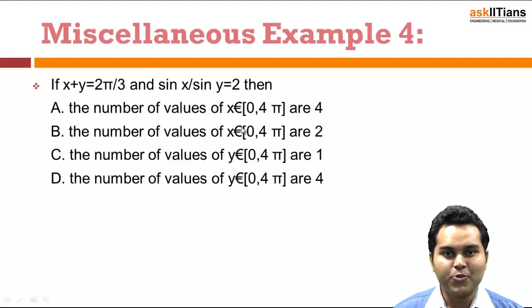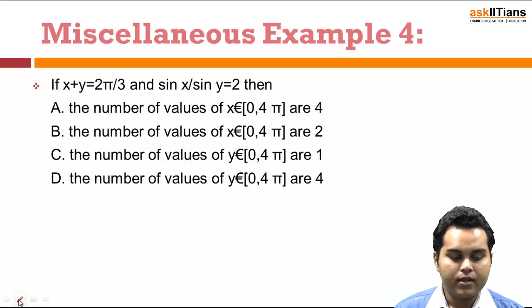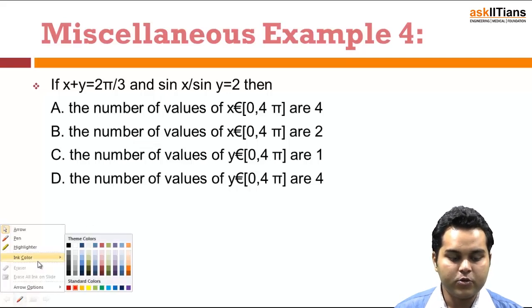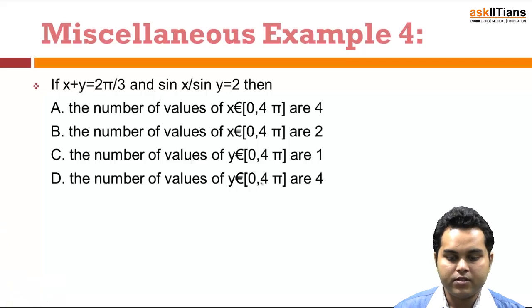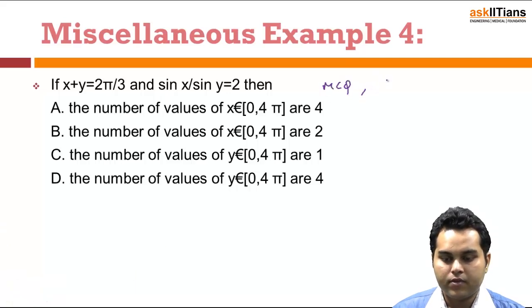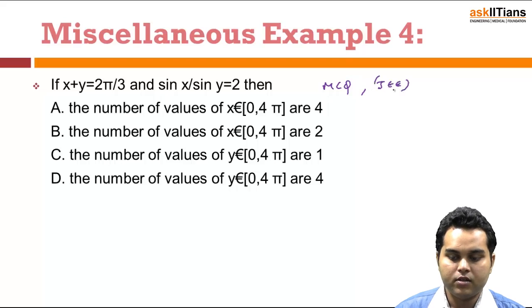So moving on to the next part, the example that we have is x plus y is equal to 2 pi by 3 and sin x over sin y is equal to 2. It's an MCQ question, that is, it can have more than one correct answer. It's from JEE. Let's start with the first equation.